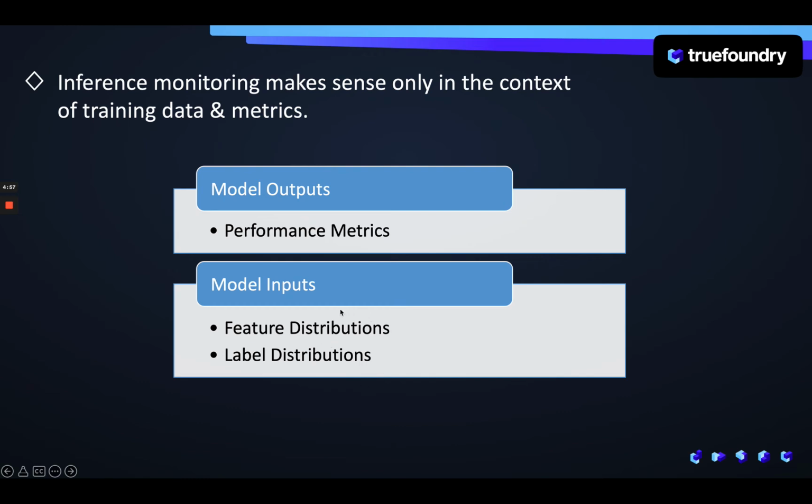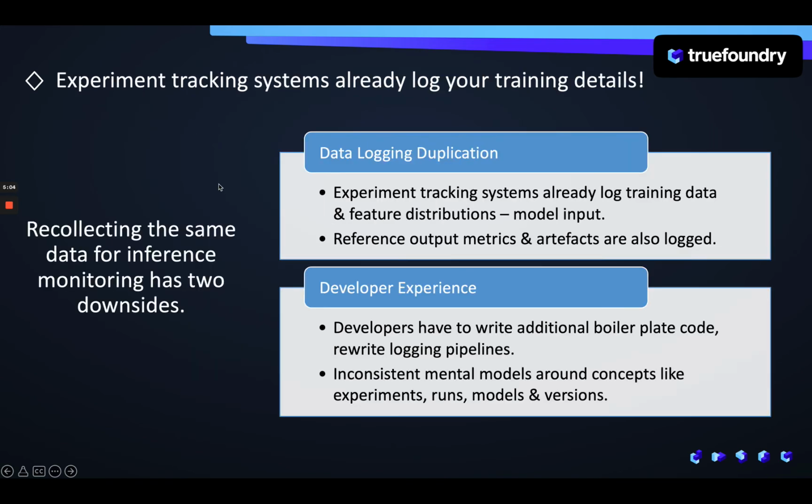And that's why when you are looking at these distributions on your inference, it also makes sense in the context of your training data. And as we know from our understanding of experiment tracking systems, all these details about the training data, the model performance during the training time, all of that is anyways logged in the system during your experiment tracking. And ideally, if you're building a production MLOps stack, there is no reason why you would log the same data once to your experiment tracking system and once to your inference monitoring system.